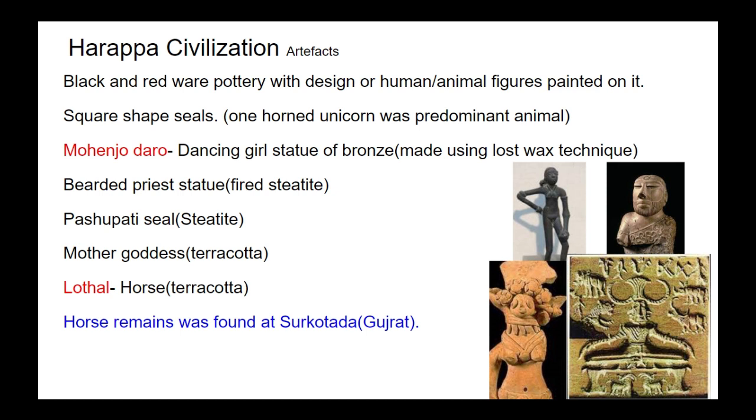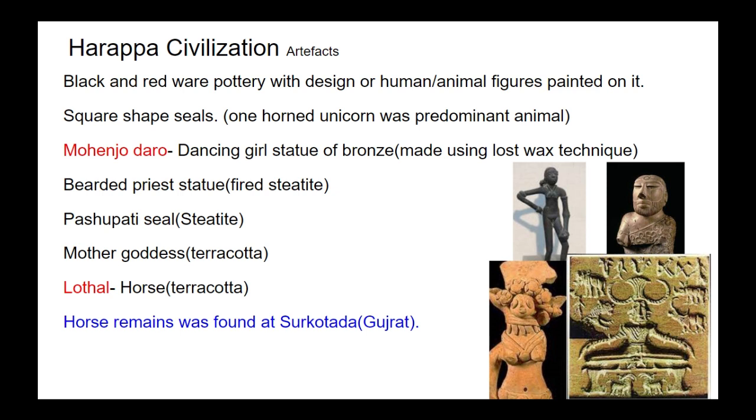You can see a person sitting in a yogic posture. You can see that a person is seated, and probably he's doing meditation. You will find in the seal that he has two horns and animals around this person. So it was called the Pasupati seal, and sometimes a scholar connected it with Lord Shiva.